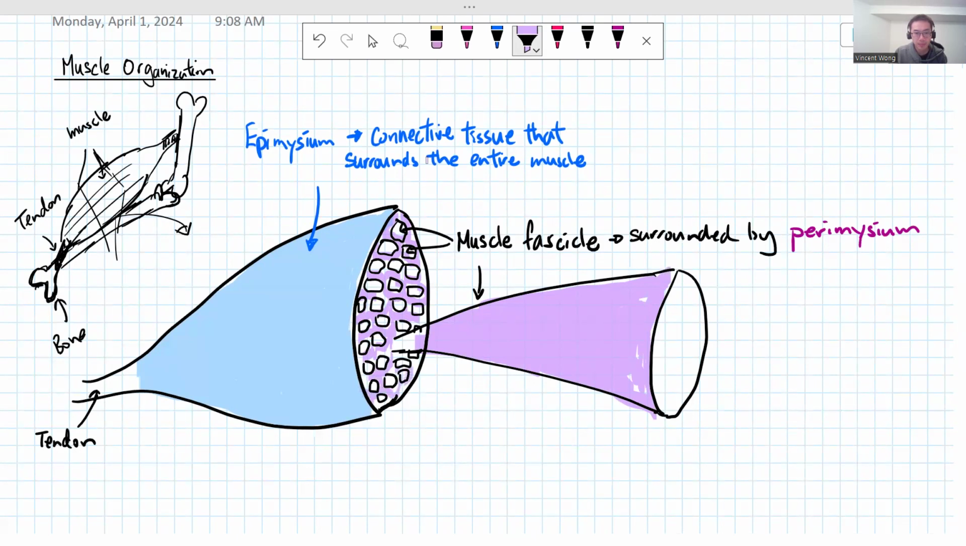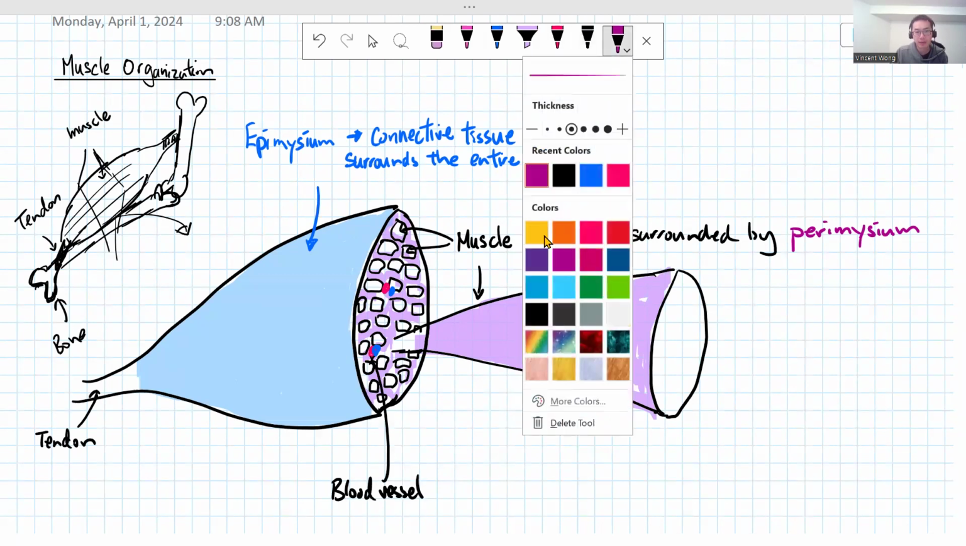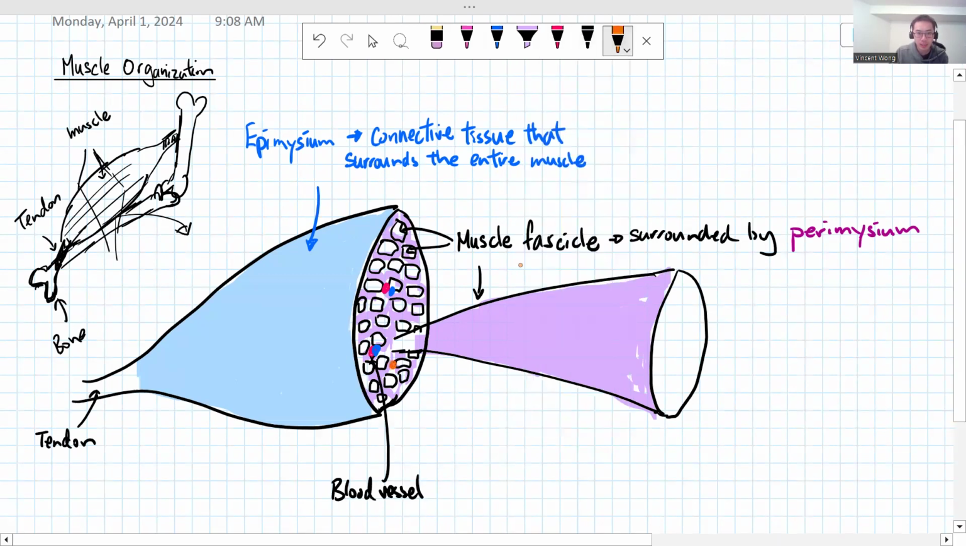All right. There you go. Now, every now and then, you're gonna have a little bit of these blood vessels. And also, of course, you're gonna have some nerves, these nerve endings.